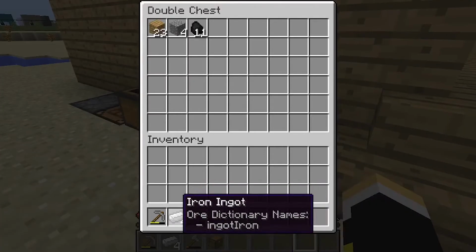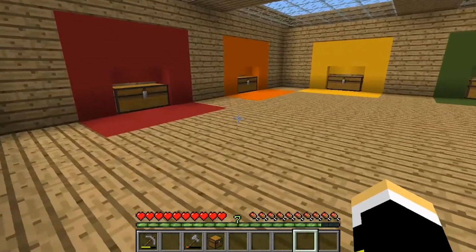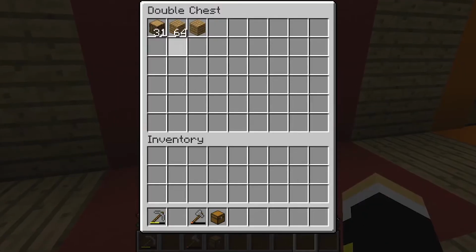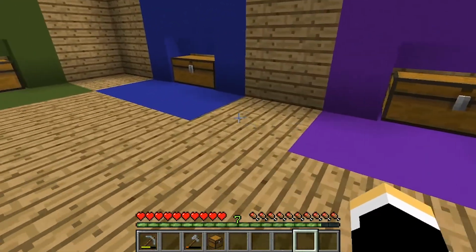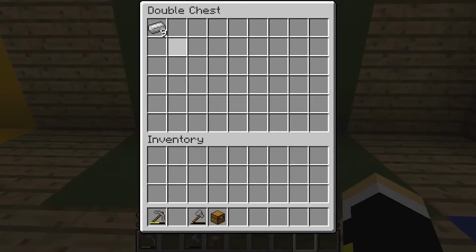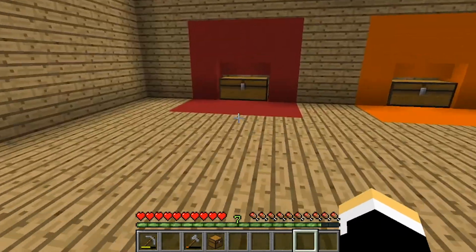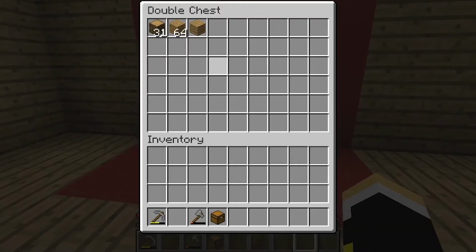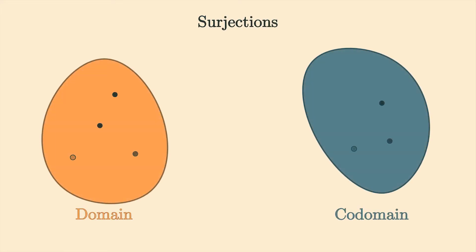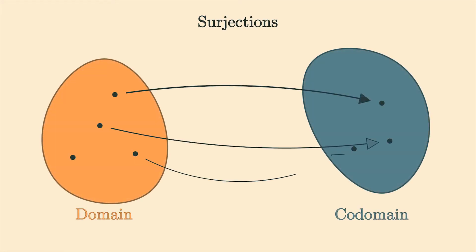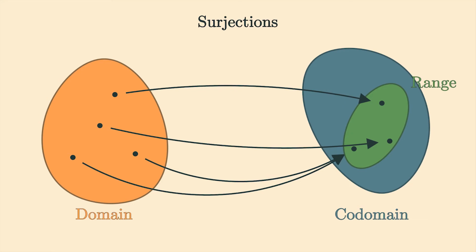Bob is still a function since each item is always sent to the same chest as other items of the same kind. Like, oak wood is always sent to the red chest, and iron is always sent to the green chest. But now Bob is no longer injective, since the red chest is being shared by oak wood and oak planks. However, Bob is now a surjection. A surjection is a function with the property that every element of the codomain is matched with at least one element from the domain. Pay attention to the range, because with a surjection, the range contains all of the elements of the codomain.